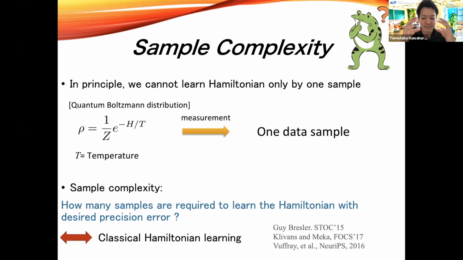When we consider classical Hamiltonian learning, which corresponds to Boltzmann machine learning, the sample complexity is well understood. The difficulty is that almost all the techniques in the classical setup, the classical Hamiltonian learning, no longer apply to quantum cases.